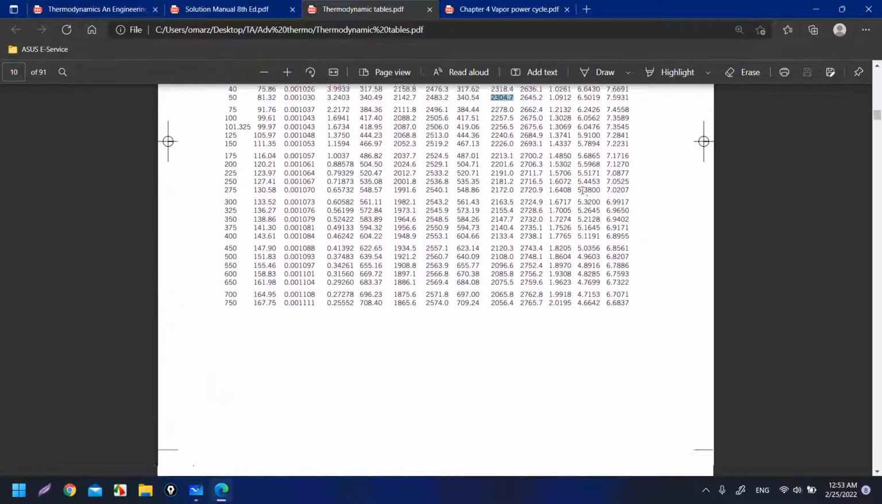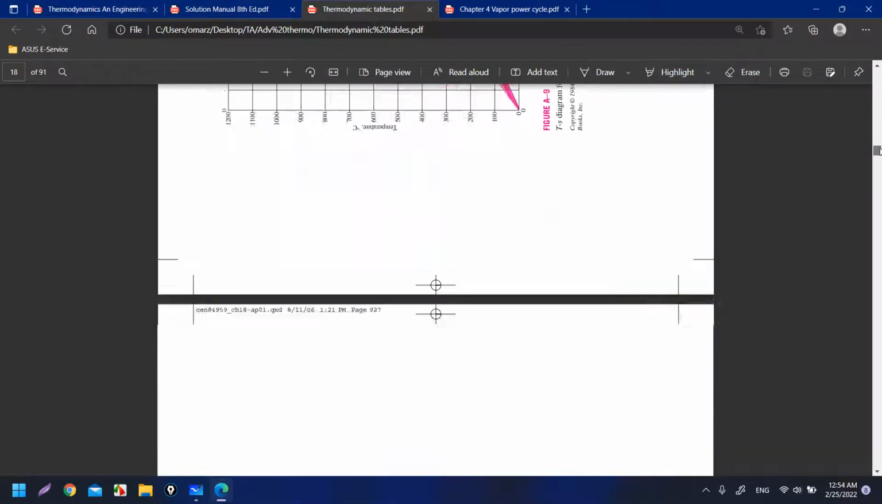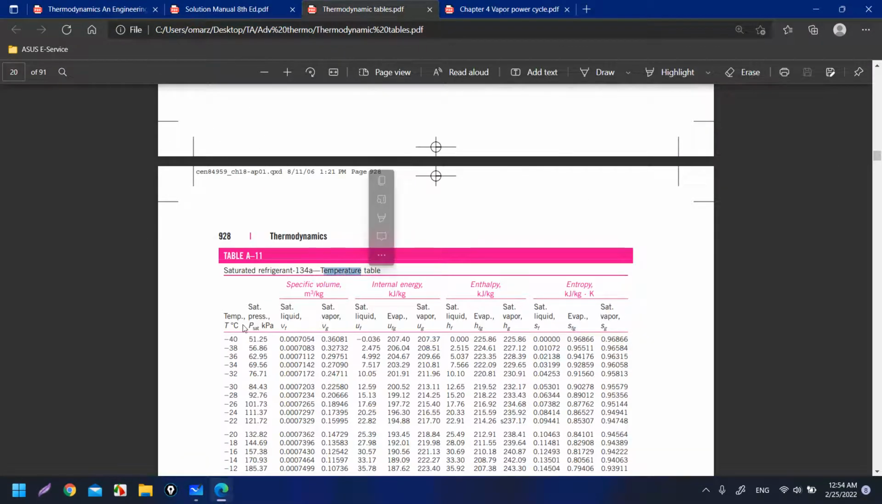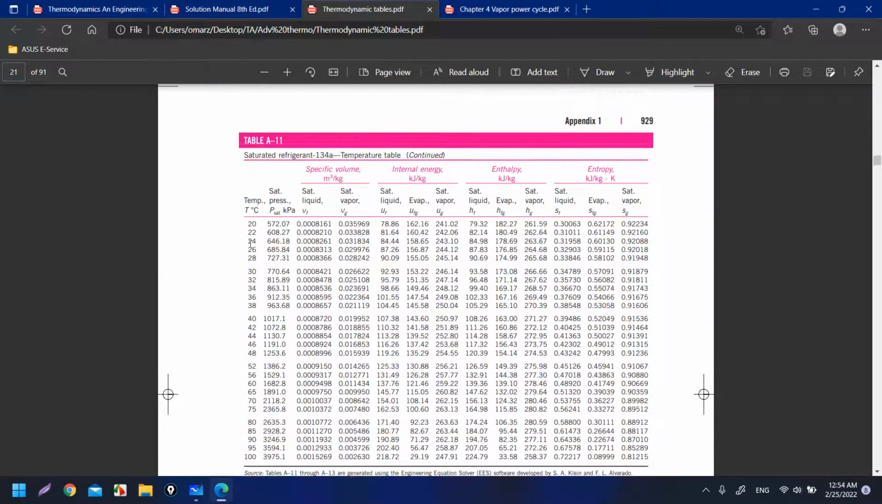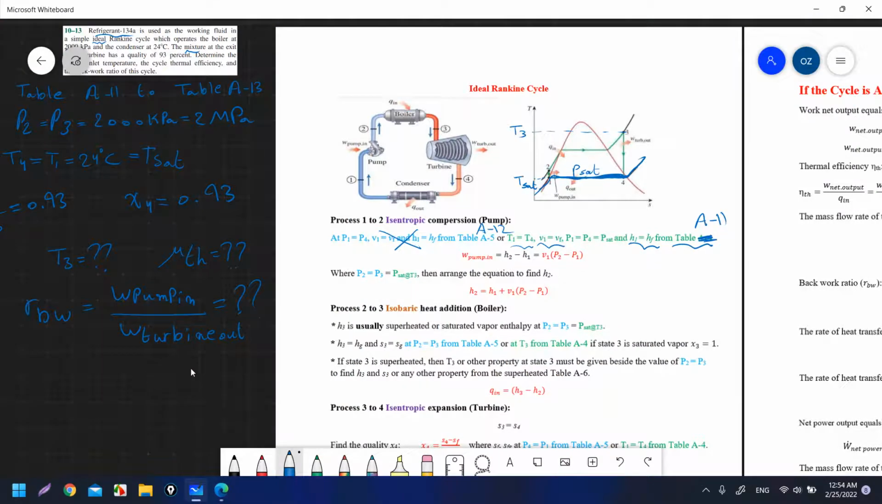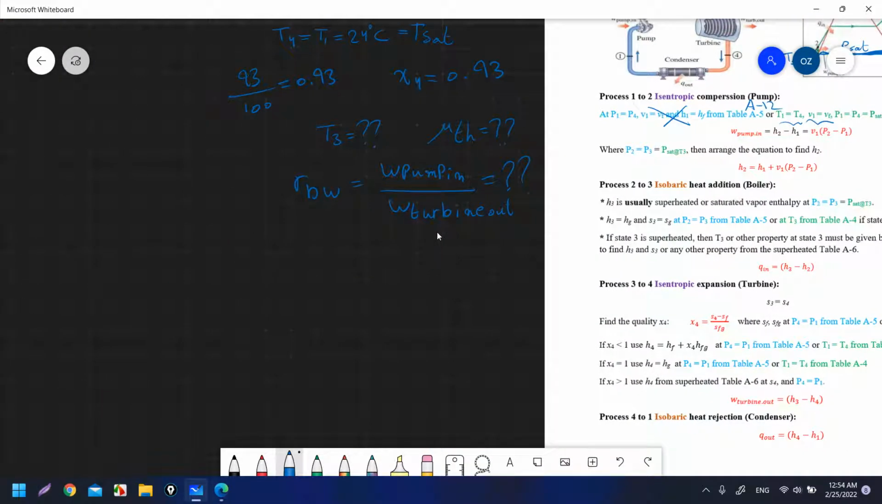So we'll go to table A11 because it is the temperature table for the refrigerant. Okay, at A11 with a temperature of what? 24 degrees Celsius. It is given in the question T1 equal to T4 equal to T set. We will find Vf and Hf, and this pressure P set is the one that is equal to P1 is equal to P4. Okay, so let's write that at T1, which is equal to T4, which is equal to 24 degrees Celsius, and it is also the T saturation.